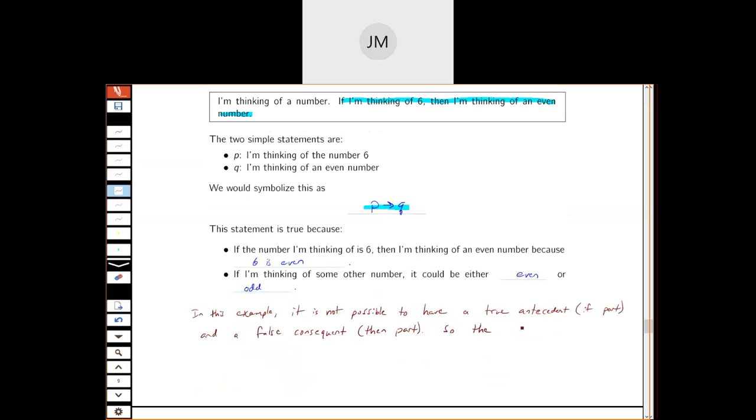Okay, so the conditional statement, which you could also refer to as the if-then statement, is true. Regardless of what I'm thinking, the if-then statement, that conditional statement, is a true statement. All right, does that make sense so far?